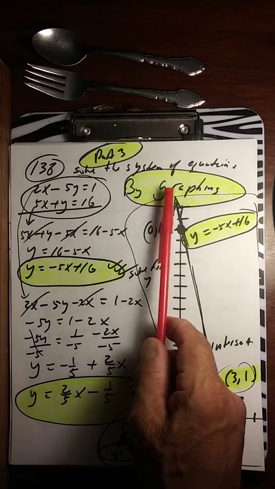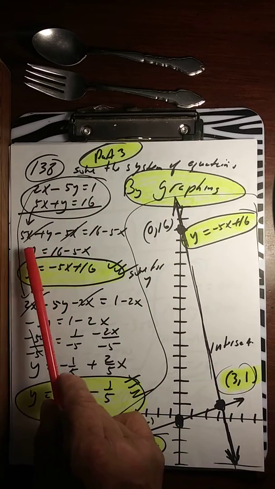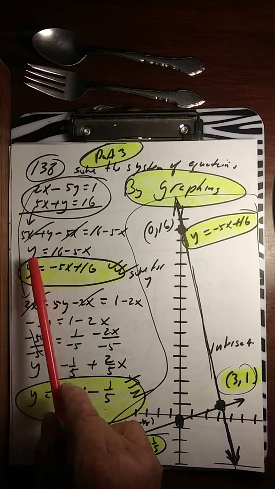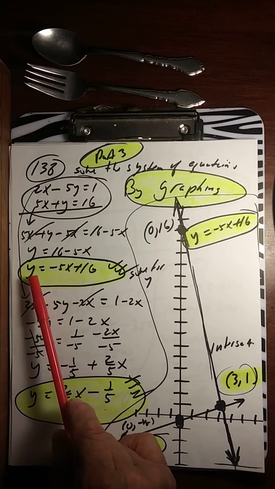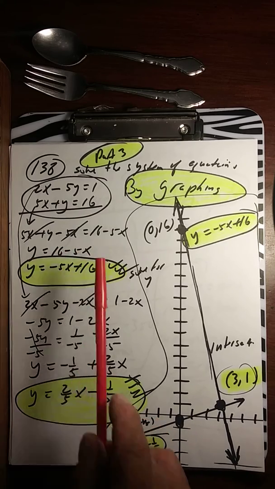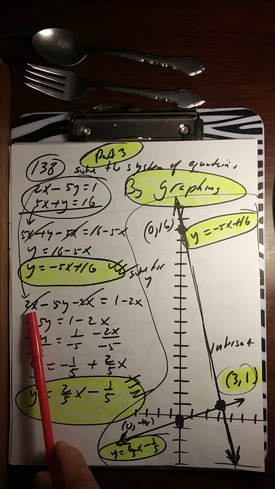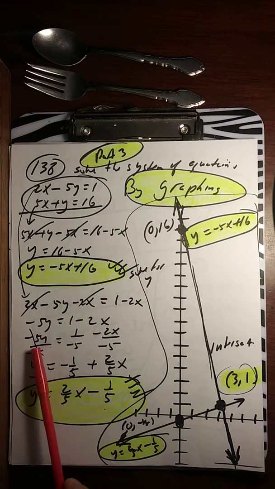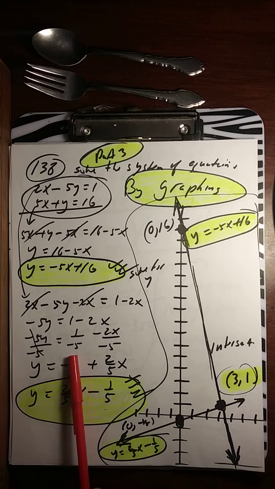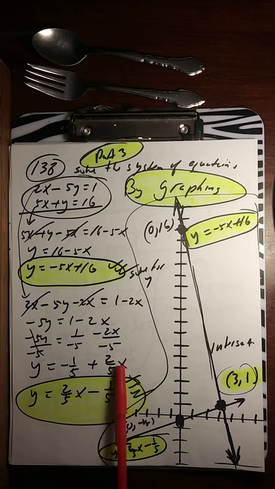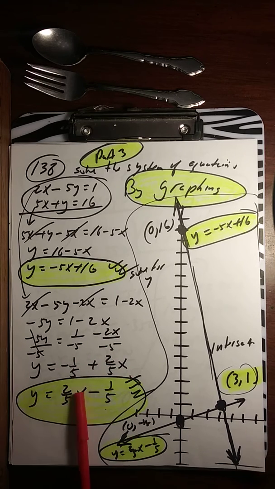Solve the system of equations by graphing. So let's solve this one for y. So minus 5x, these are gone. Y equals 16 minus 5x. So y equals negative 5x plus 16. Over here, the other one. Minus 2x, negative 5y equals that. Divided by negative 5 all the way across. So y equals negative 1/5 x, 1/5, 2/5 x. Rewrite it. Y equals 2/5 x minus 1/5.